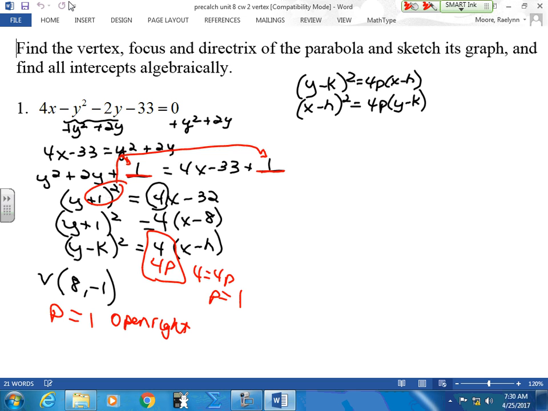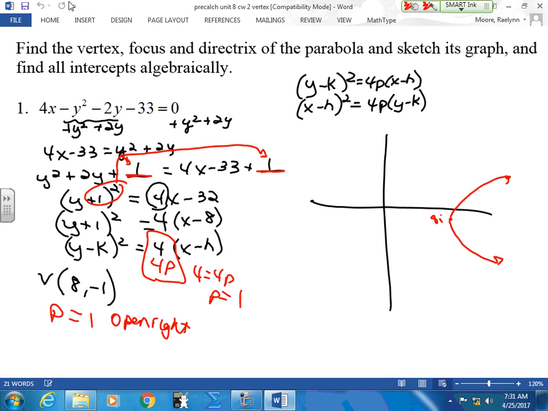Okay, so let's graph. Today we're going to put all the intercepts in too. Okay, so we have a vertex 8, -1. So we're sketching, so just approximate this. And we're opening to the right. So somehow we're going like this. Okay. This makes it an easy one.